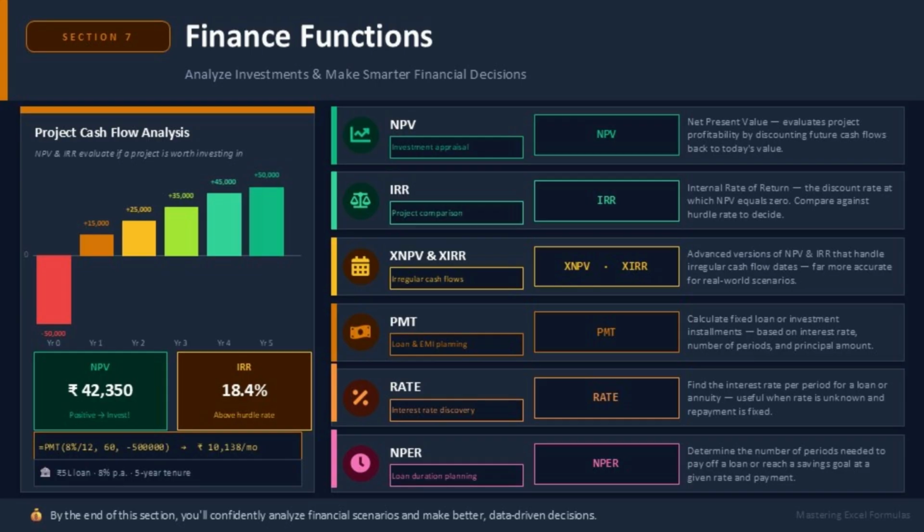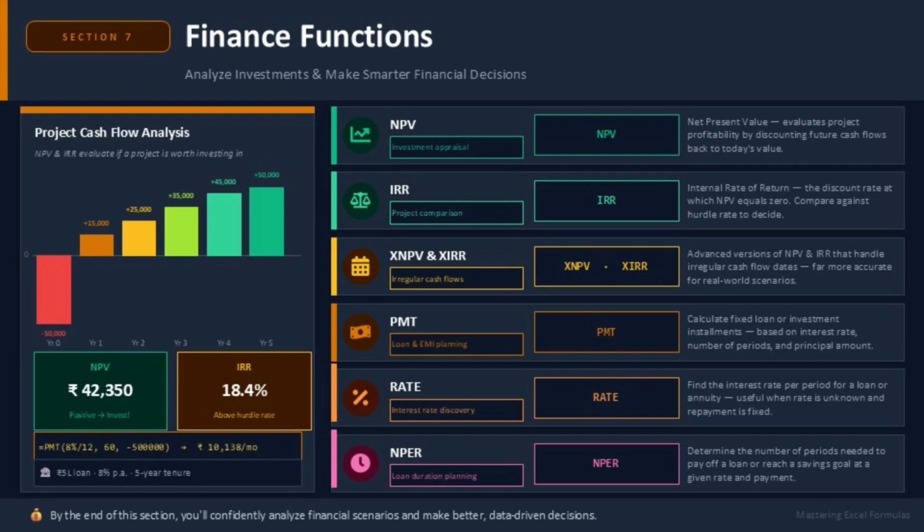In this section, you will learn how to use Excel to make financial decisions and analyze investments more effectively. We'll start with important functions like NPV and IRR, which help you evaluate the profitability of projects and investments. Then we will move to XNPV and XIRR, which are more advanced and accurate versions, especially useful when cash flows occur on different dates. You will also learn the PMT function, which helps you calculate loan installments, and functions like RATE and NPER, which are essential for understanding interest rates and loan durations.